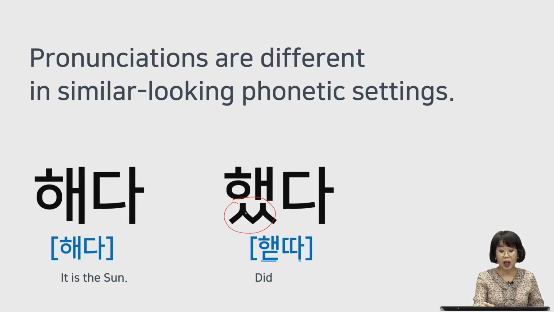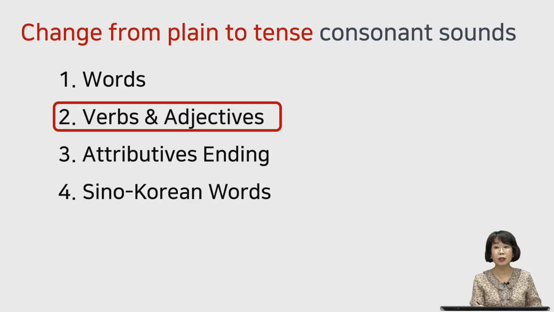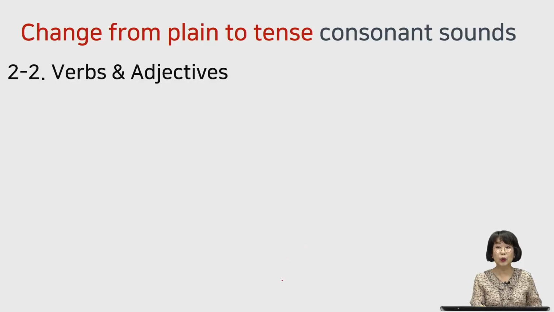This double ㅆ has ㄷ as its representative sound in the last consonant position. So it becomes 했다, 했다, 했다. Change from plain to tense consonant sounds. Number 2, verbs and adjectives. 2-2, verbs and adjectives.